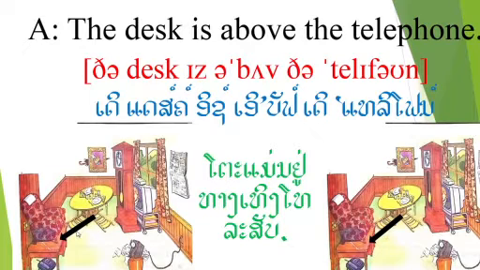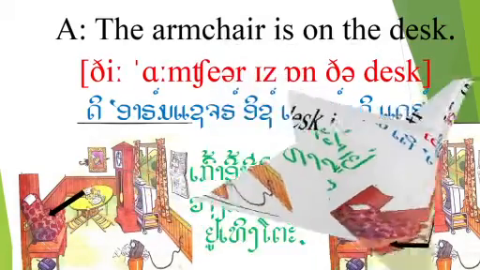Now the arrow points to what? It points to the desk, right? The desk is above the telephone. The desk is above the telephone, right? Next answer.